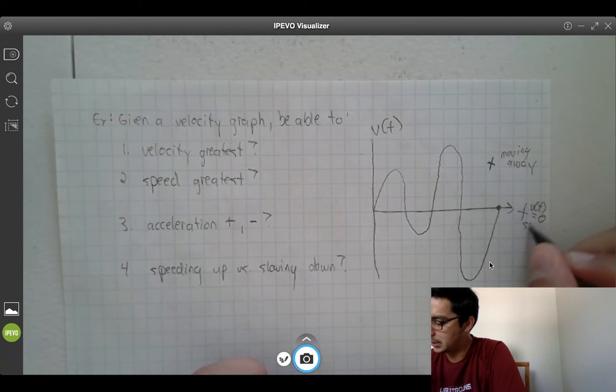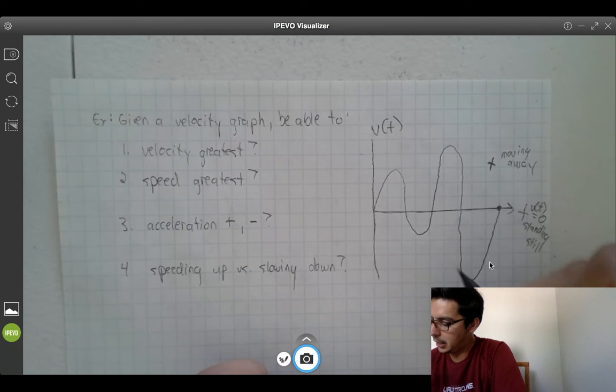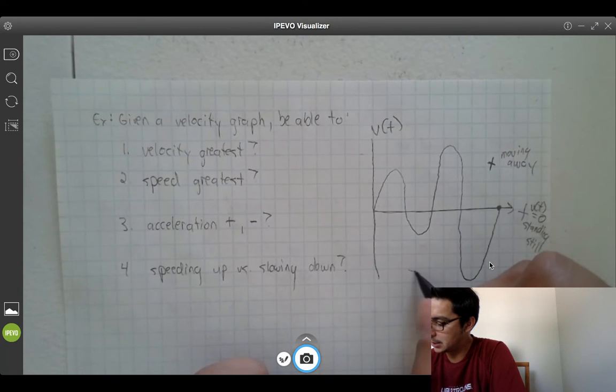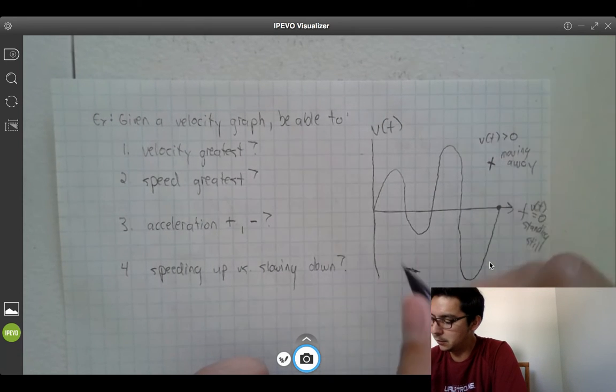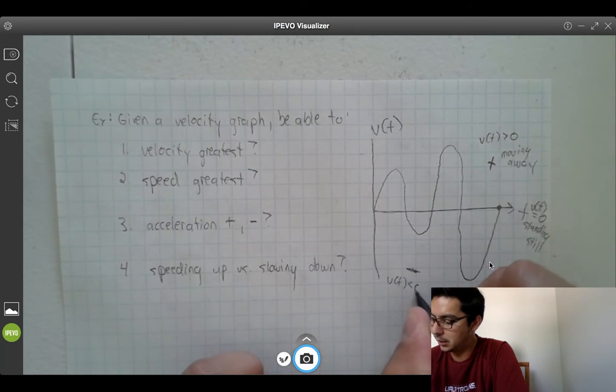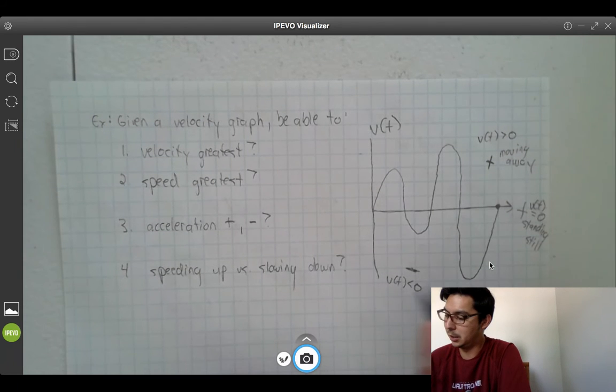that means that you're standing still. And then everything down here below the x-axis is negative v values. So this is when v of t is positive. This is when v of t is negative. And that would mean that you're moving backwards. Right?